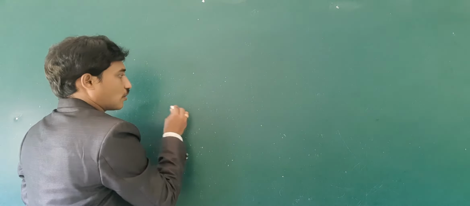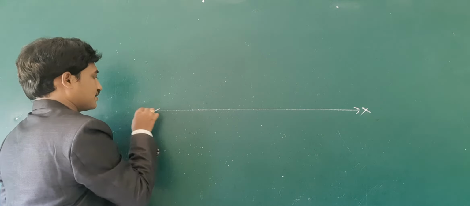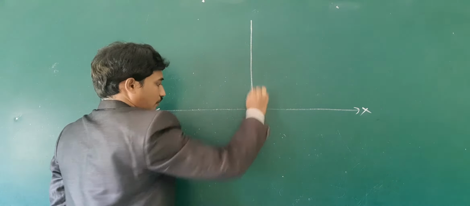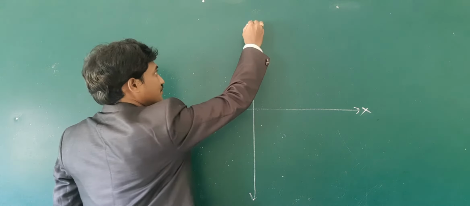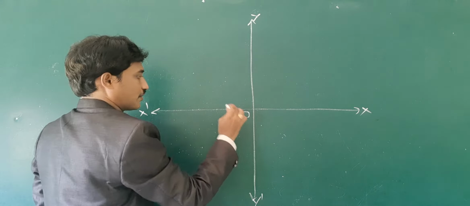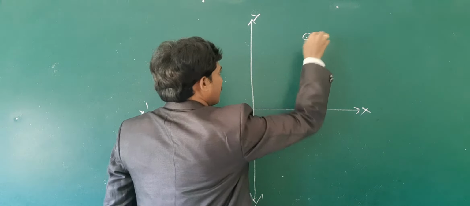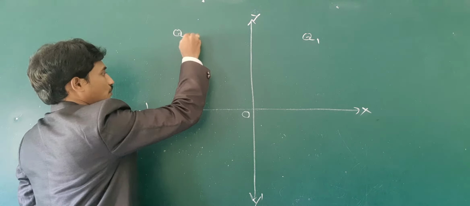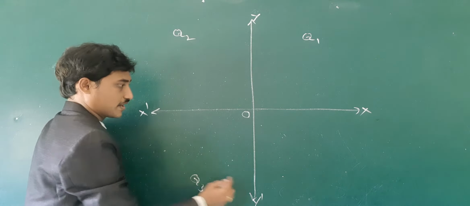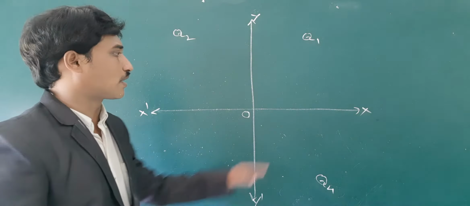I'm taking a coordinate plane, x-axis, x dash, y-axis, y dash, intersecting at the point origin O. The first quadrant is Q1, second quadrant Q2, third quadrant Q3, fourth quadrant Q4. I am noting the quadrant angles.